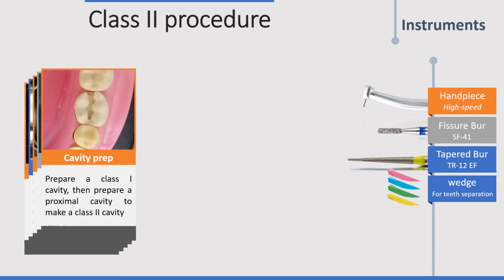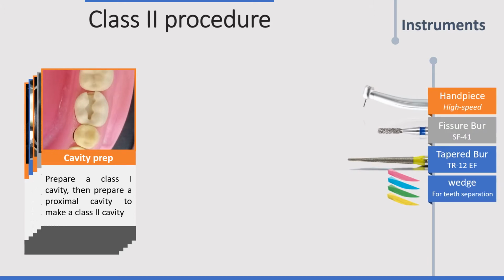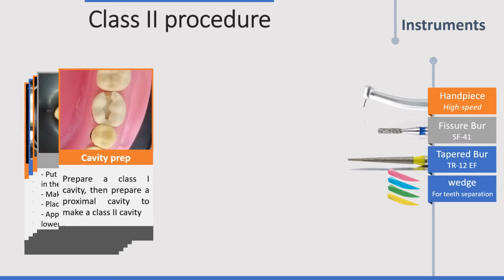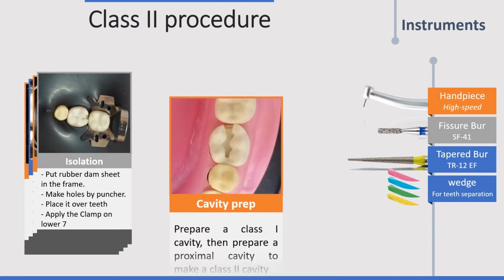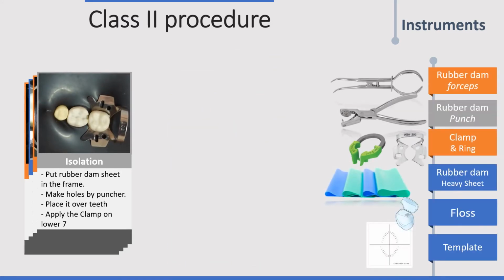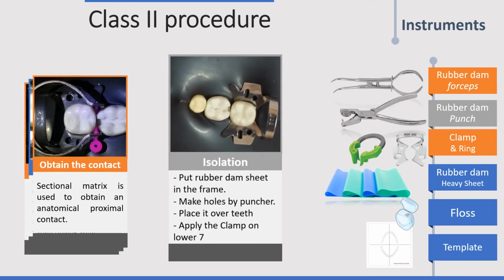Into Class 2 composite restoration. Instruments will always stay the same, and the procedures will flow into number 1, Class 2 cavity preparation by making Class 1, then use band to protect the neighboring and prepare proximal surface, and same rubber dam instruments. Number 2, isolation is done using rubber sheet and molar clamps, this time with frame, and as always using puncher to make holes into the rubber sheet.